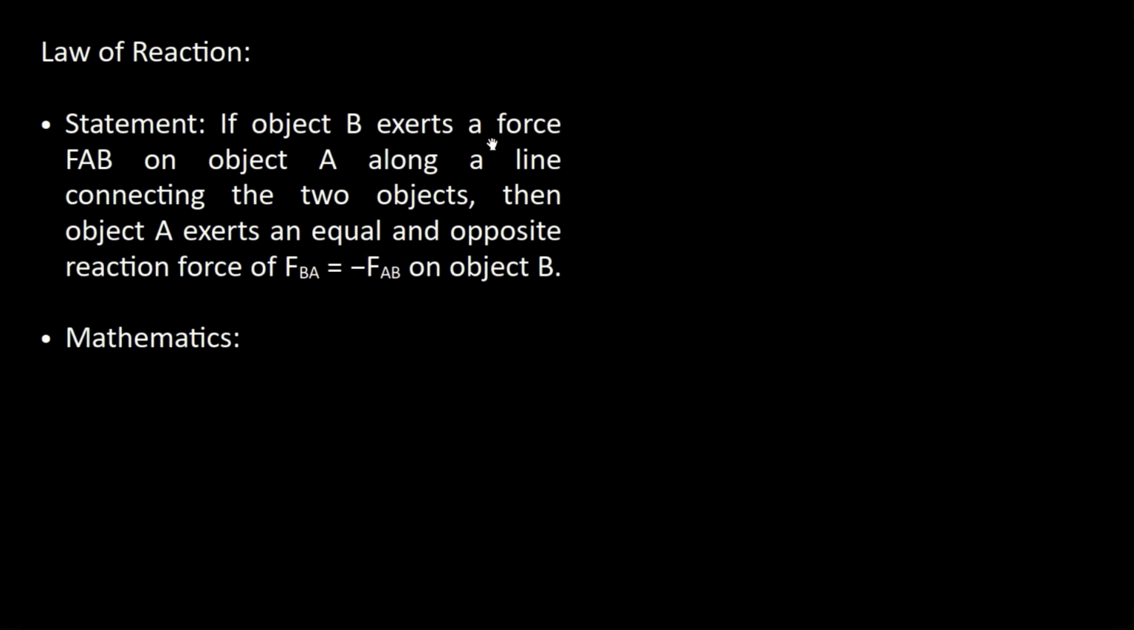If object B exerts a force F_AB on object A, sorry, this is not how it's supposed to be. AB is supposed to be a subscript. On object A along a line connecting the two objects, then object A exerts an equal and opposite reaction force, represented this way. So mathematically, what we're looking at is the third law, the math, that is, we have F_ij.